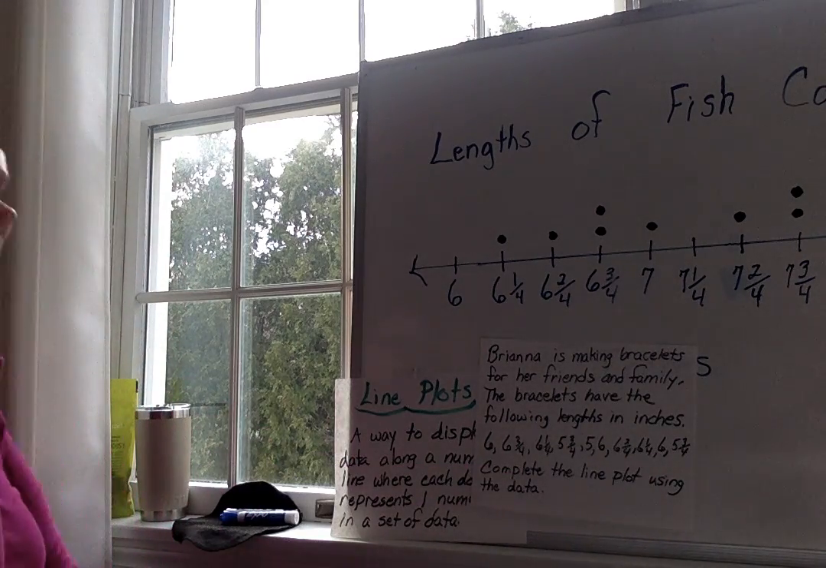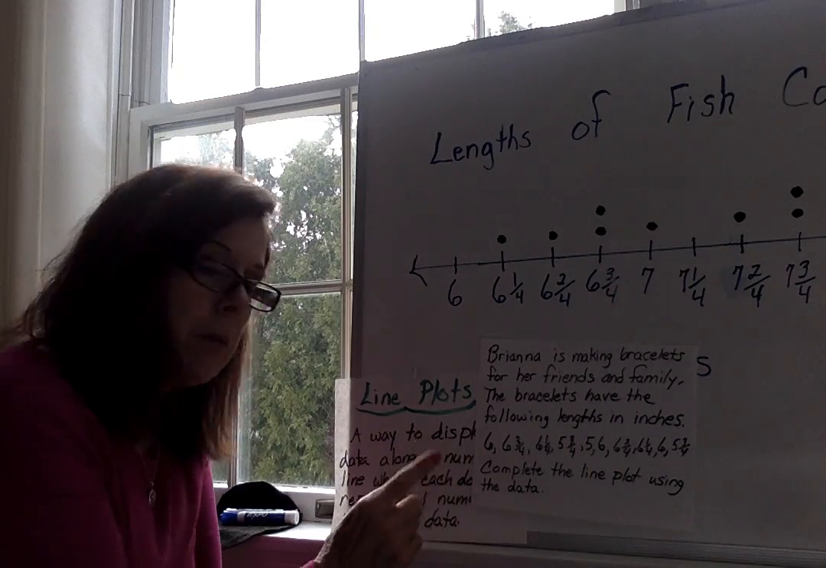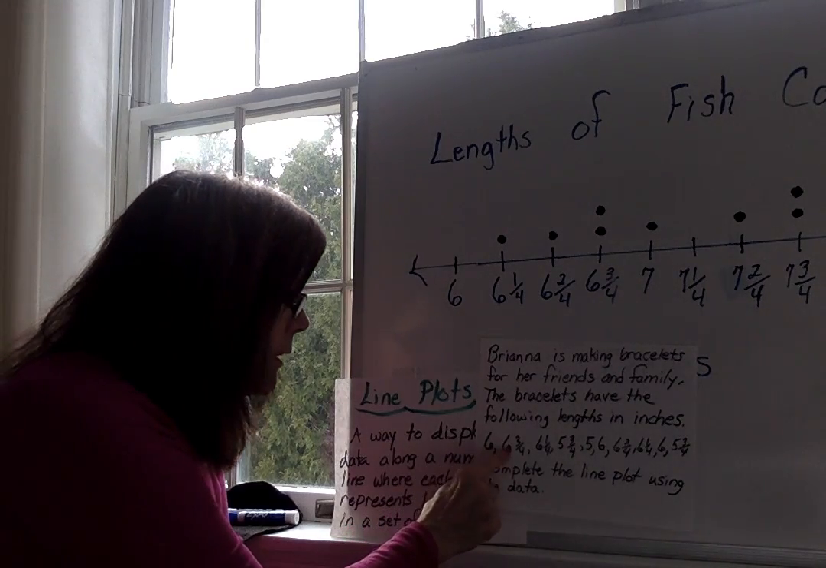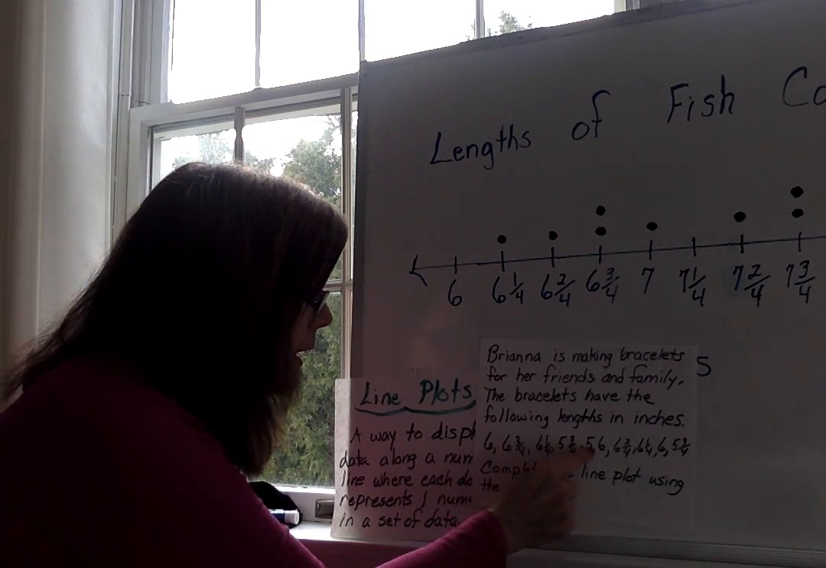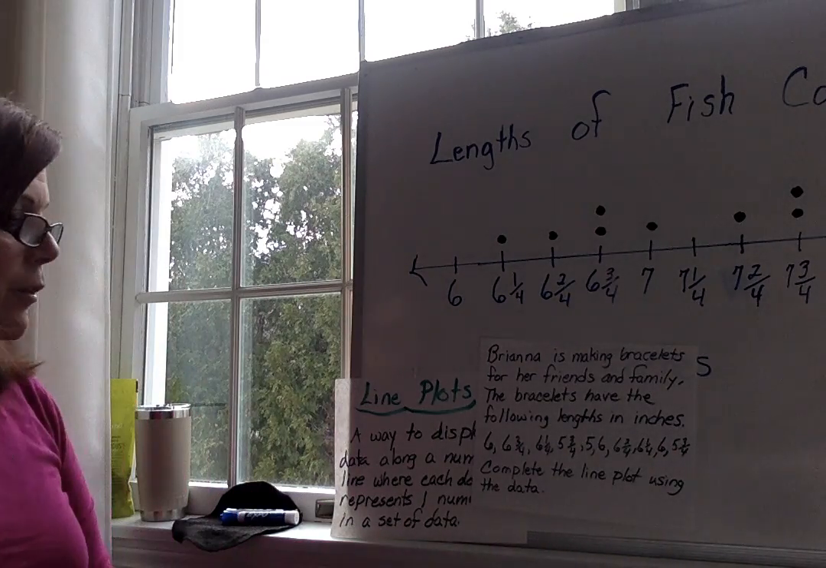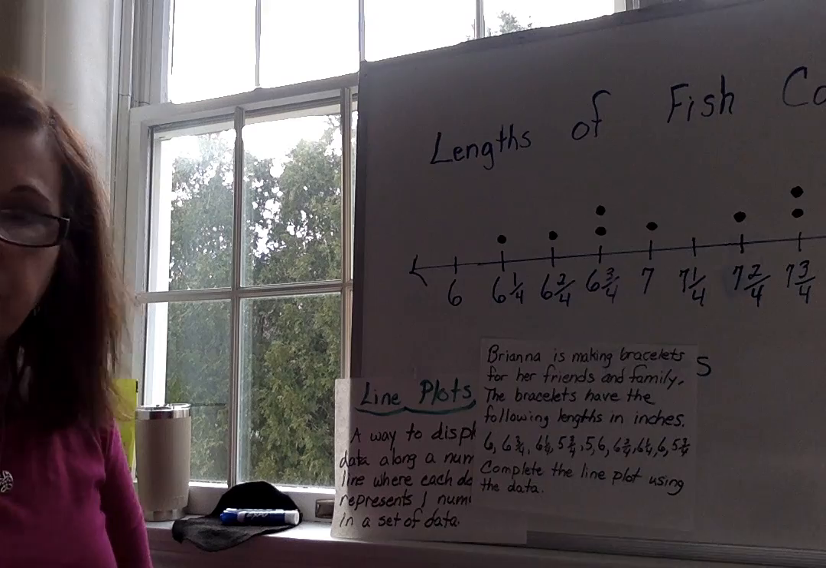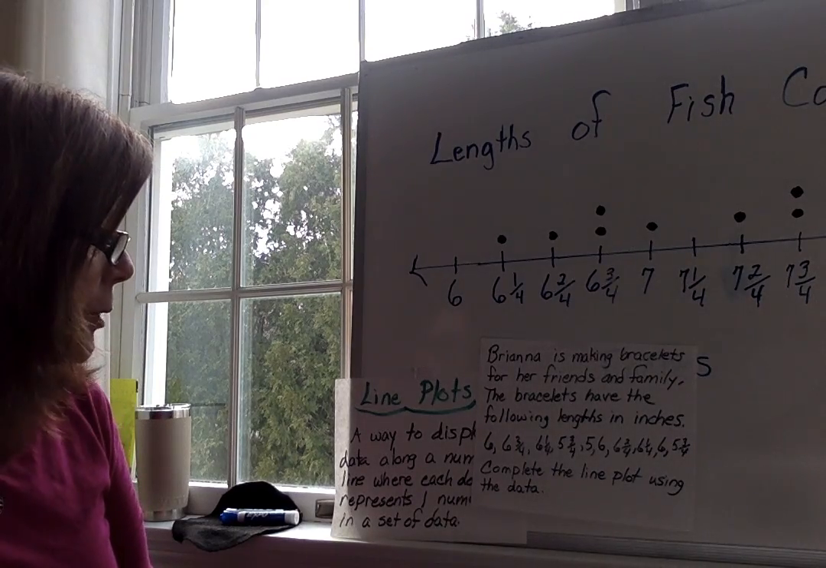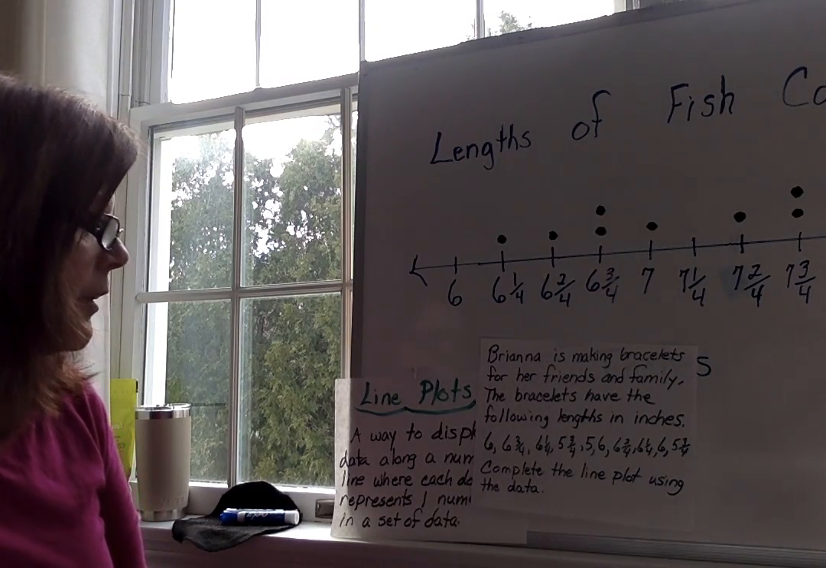So let's see how many bracelets we should have all together when we finish our line plot. 1, 2, 3, 4, 5, 6, 7, 8, 9, 10. So Brianna has made 10 bracelets in all. So what we're going to do is complete a line plot using the data.